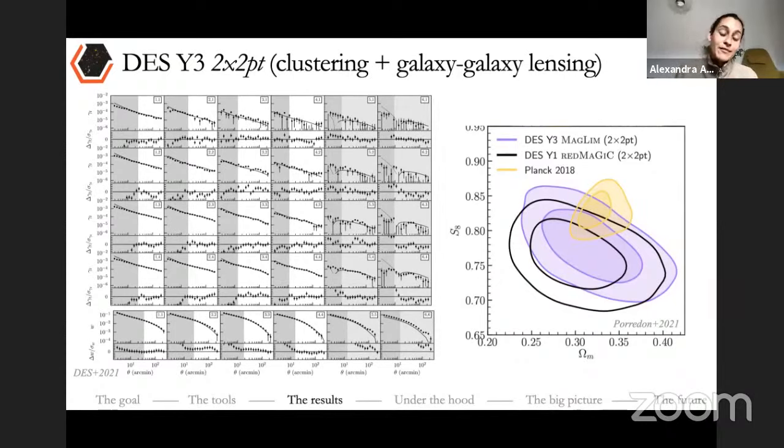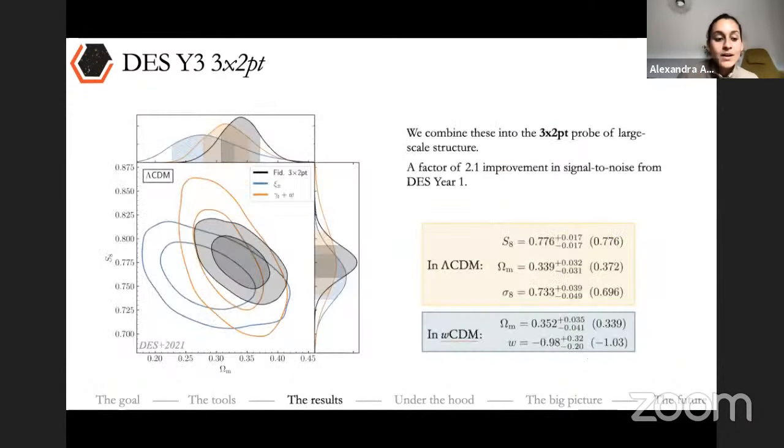Overall, we find the 2x2 constraints to be consistent with Year 1, also consistent with Planck, and so they sit in the middle of these 2. On this plot, I'm showing those 2 measurements on top of each other. The cosmic shear you saw before is in blue and the 2x2 is in orange. You can see their complementarity: the 2x2 is more sensitive to omega matter, and cosmic shear is more sensitive to the S8 parameter.